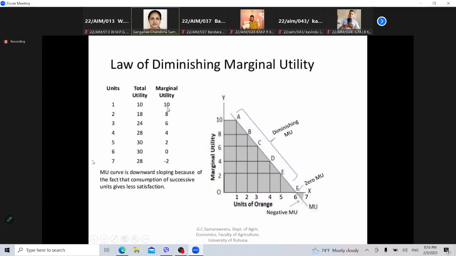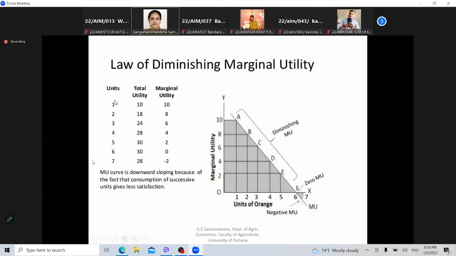Let's say here, total utility divided by unit, 10. The marginal utility is 10. So we increase another one unit. Then your total utility is 18. Marginal utility is 8. Why?